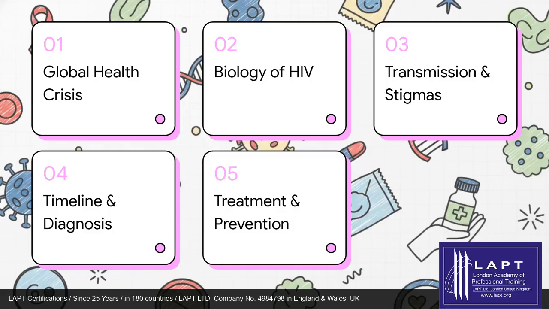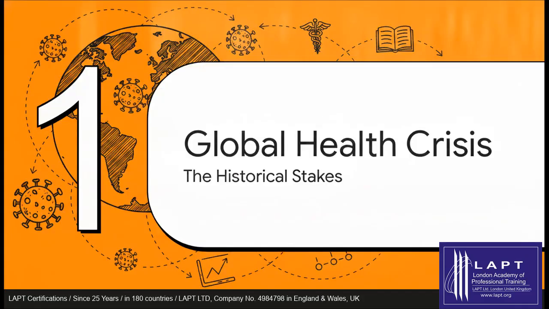We've got a clear roadmap for us today. First, we'll look at a global health crisis. Then, the biology of HIV, followed by transmission and breaking stigmas. After that, we'll hit the timeline and diagnosis, and wrap up with treatment and prevention. All right, let's kick things off with Section 1, a global health crisis and the historical stakes.